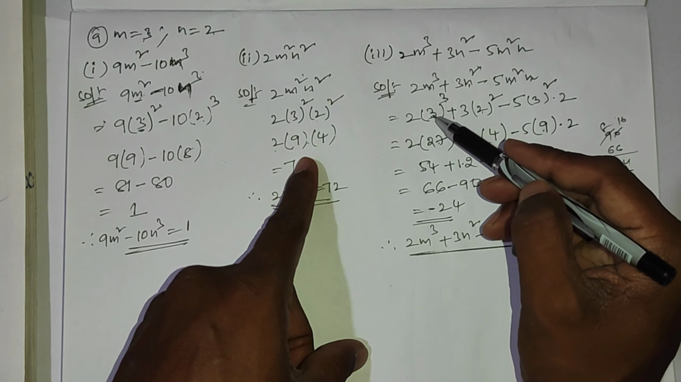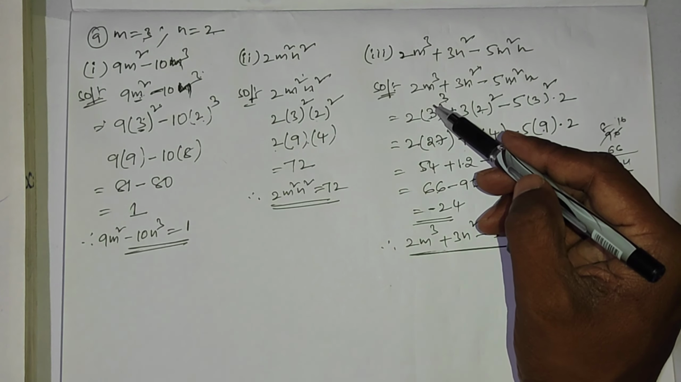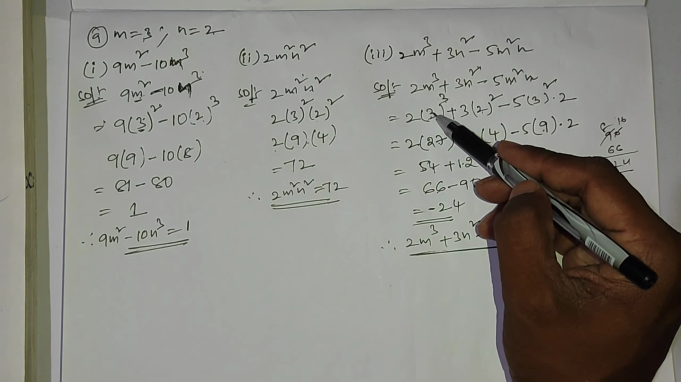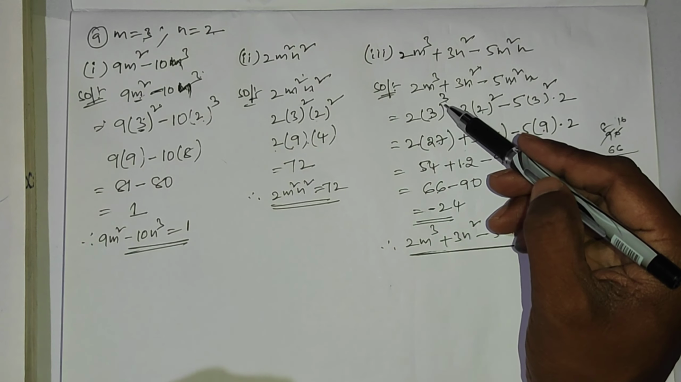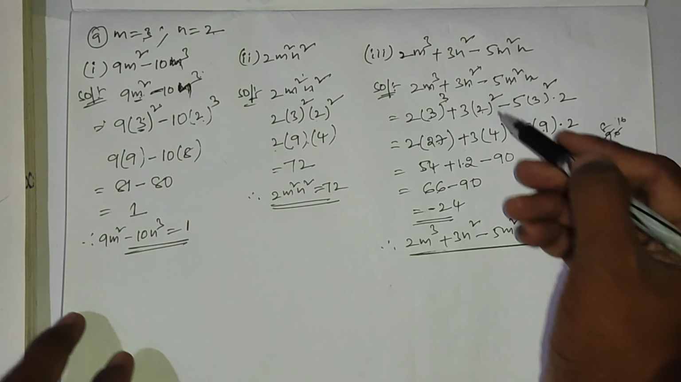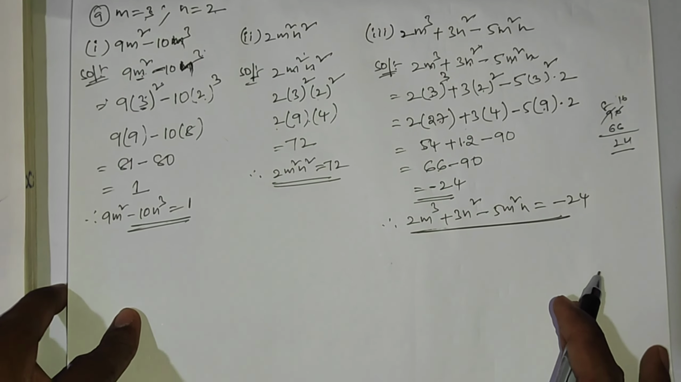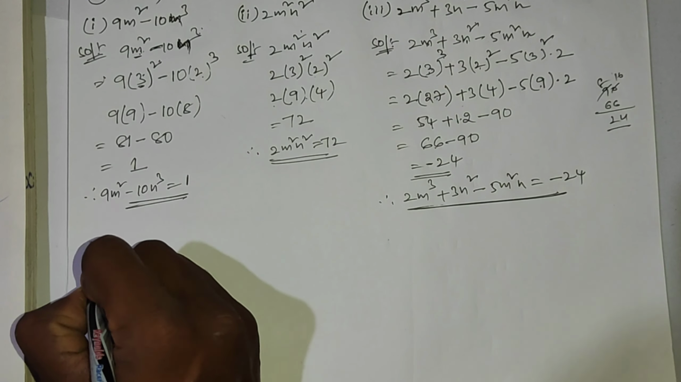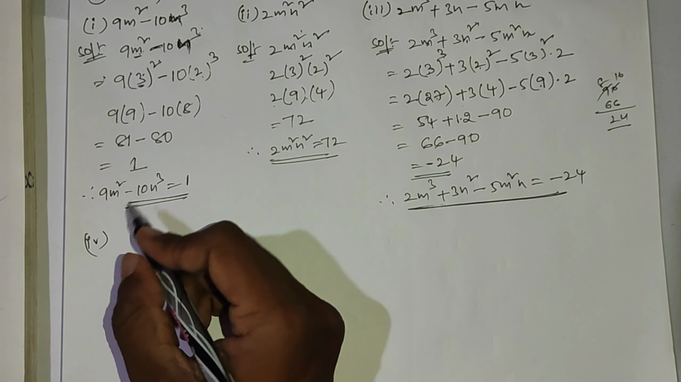3 cube means don't do 3 into 3. If you do that, it will be wrong. That indicates what? We have to multiply 3 three times: 3 into 3 into 3. If you know that, you will get the exactly correct answer. Okay? Now, the fourth one. What is it?